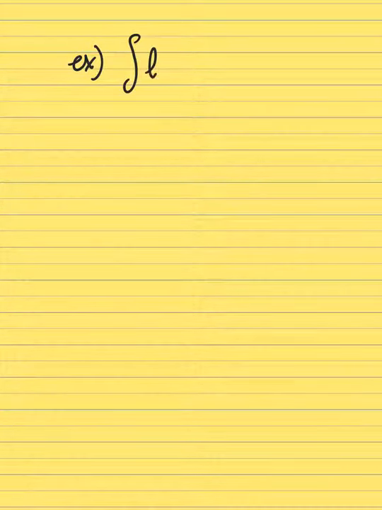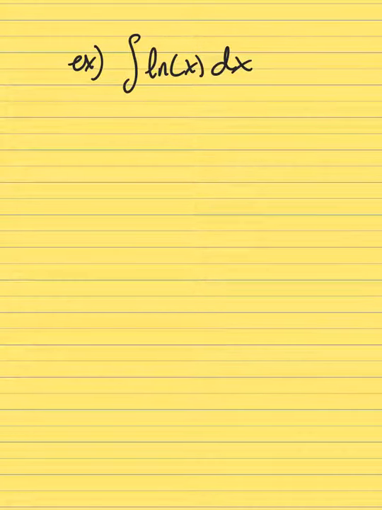Our next example: the integral of the natural log of x dx. All right. Now, if I knew the antiderivative of natural log of x, I wouldn't be doing this problem. But we don't know the antiderivative of natural log of x on its own. Can't do a u sub. There's nothing to substitute with a u.